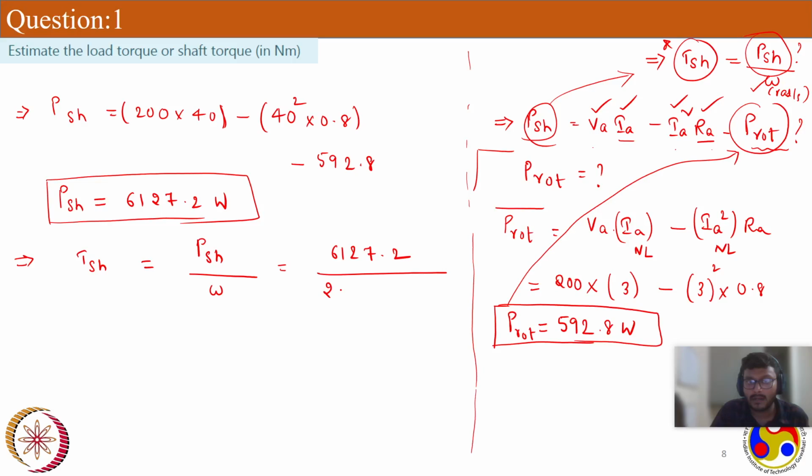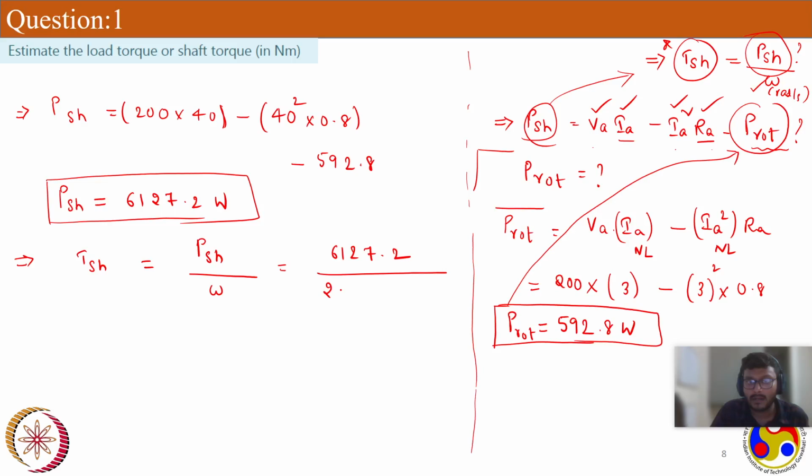Two point 5633. Sorry, come again. 62.5633. Yeah. So Vidya, you also got the same answer. Yes, sir. Okay, great. Even I got 62.563 Newton meter, and this is our shaft torque or load torque. Simple.